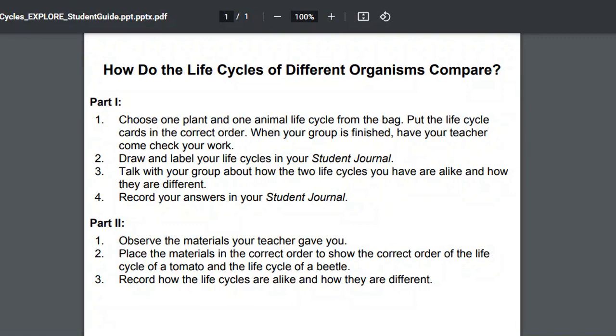In part 2, you are going to look at the specific materials your teacher gives you. You'll place the materials in the correct order to show the life cycle of a tomato and the life cycle of a beetle. Then you'll have a chance to record those life cycles and how they are alike and different in your student journals. So today is all about comparing life cycles and ordering life cycles to see the process that different plants and animals must go through until they are fully grown.